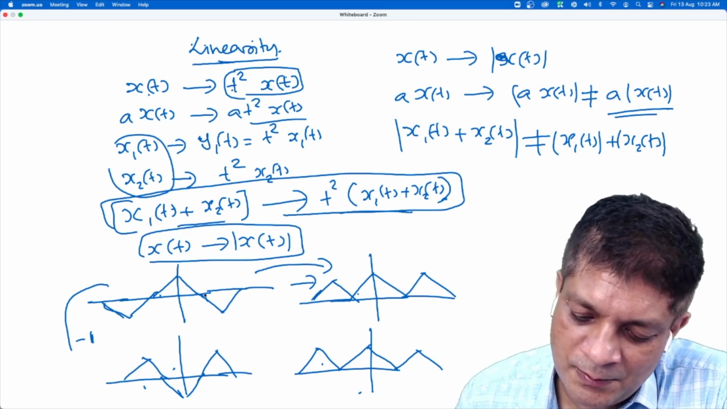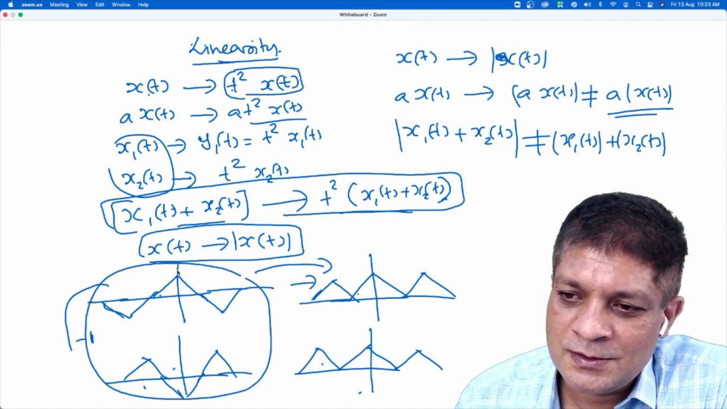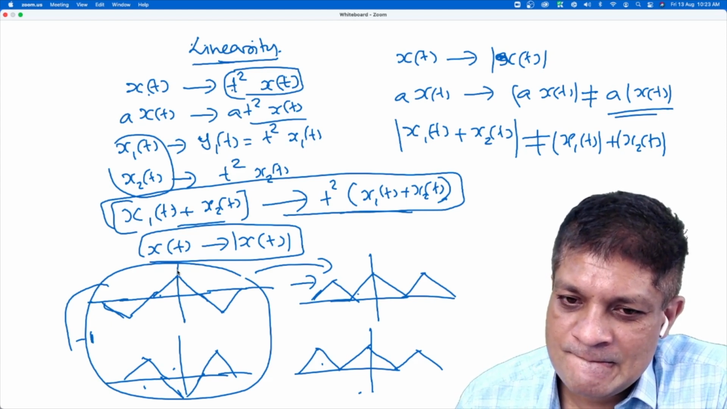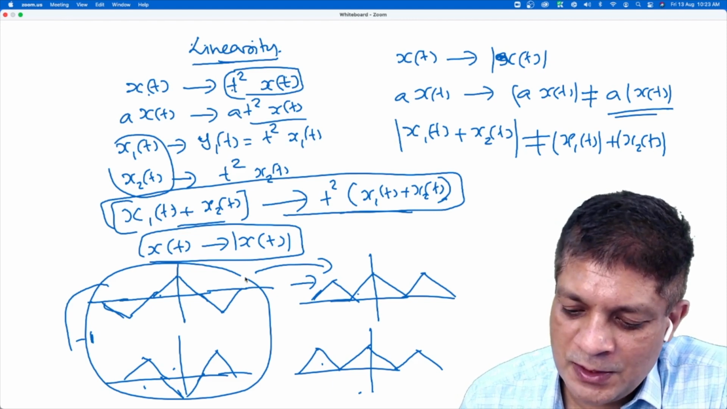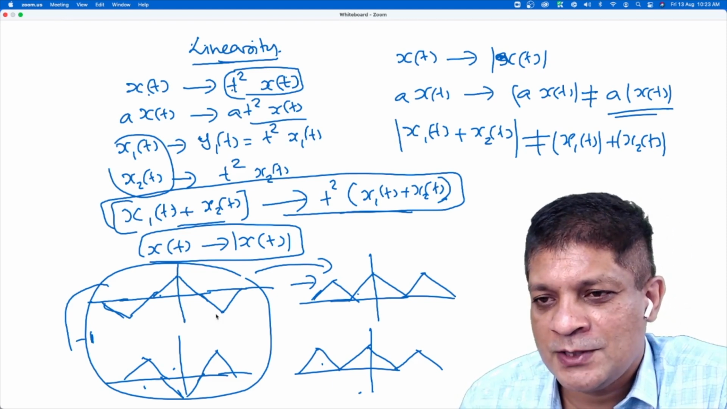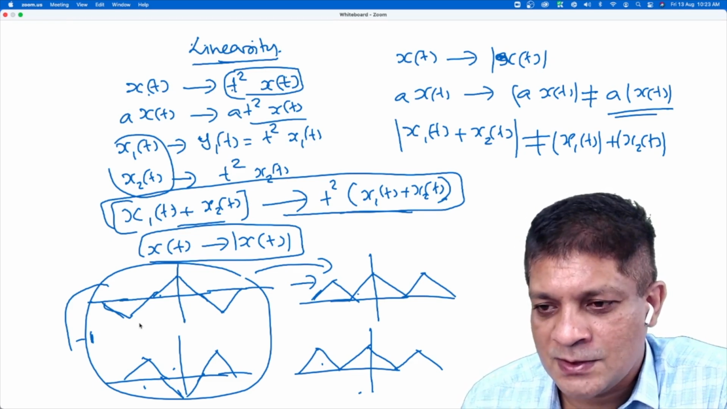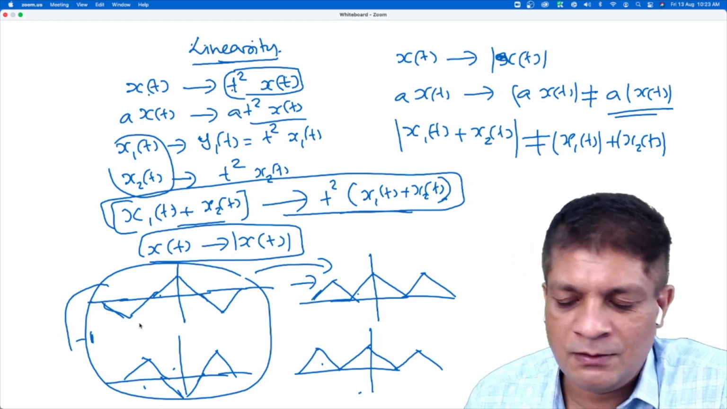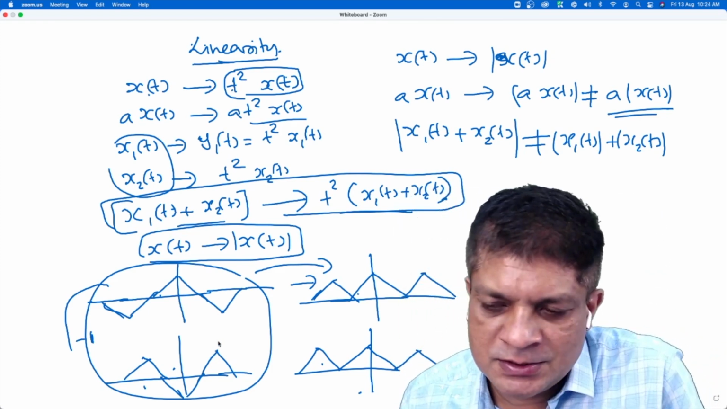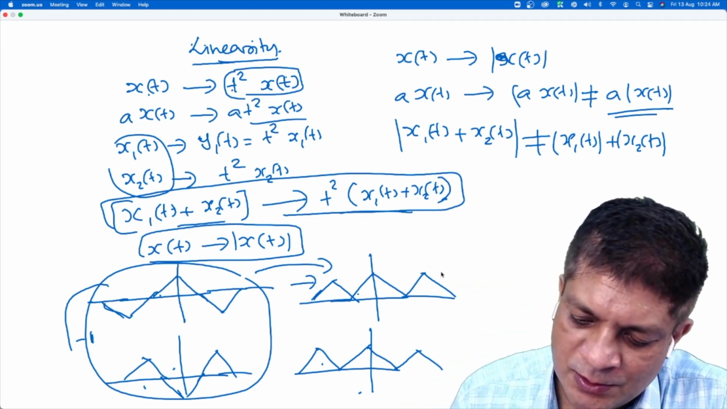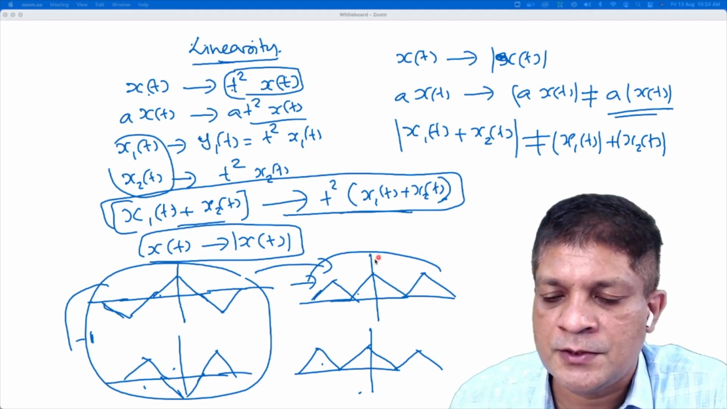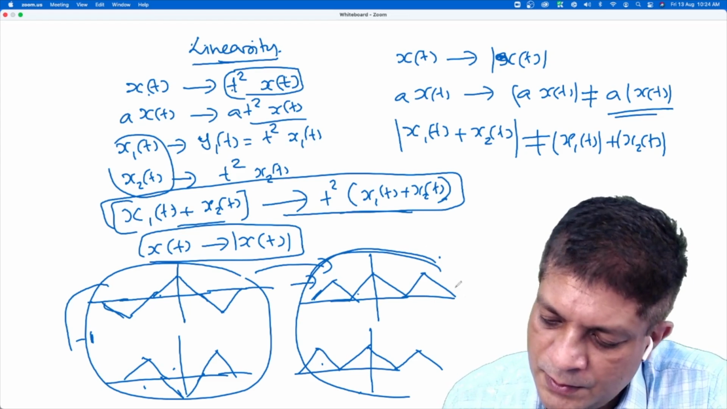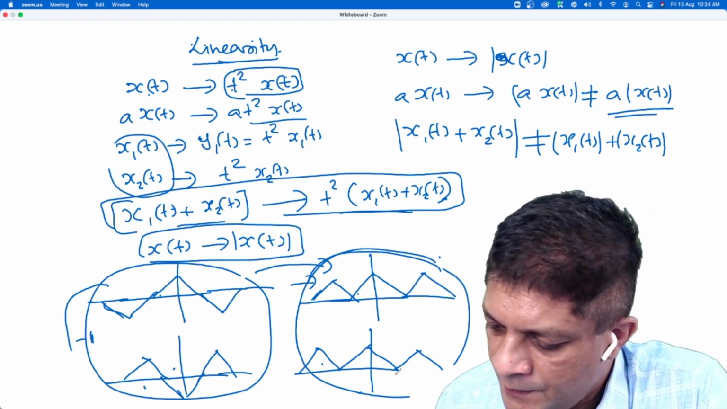And you can see it from here also. What is the sum of these two signals? 0. What is the output if you are giving the sum of these two as the input? If you are giving a 0 signal as the input, output is also 0, isn't it? But the output is not the sum of the outputs of these two. So it is not an additive system. So the system is not linear.